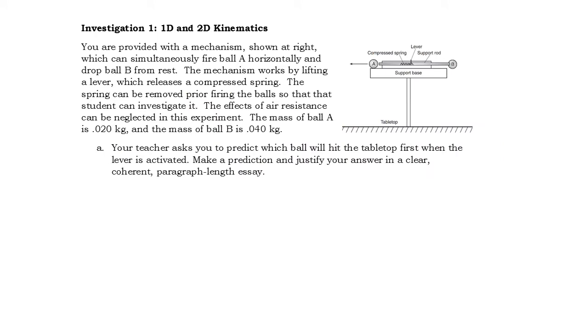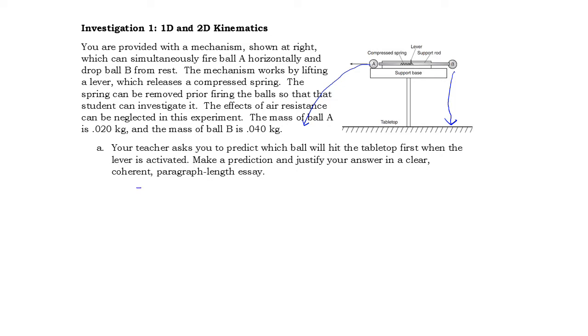In investigation 1, we're going to be working on a problem in which we have this launcher which simply drops ball B straight down while simultaneously firing A horizontally, and so it will land somewhere over here. Your teacher asks you to predict which ball will hit the tabletop first when the lever is activated. You're to make a prediction and justify your answer in a clear, coherent paragraph-length essay.